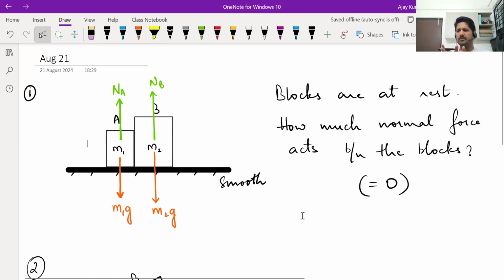You won't see them simply pushing each other and going away from each other on their own. That won't happen. And since the surface was horizontal smooth, you put two blocks there, they'll stay there itself. We know that from everyday experience.